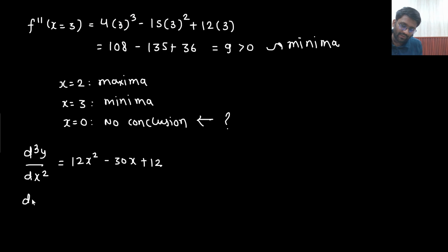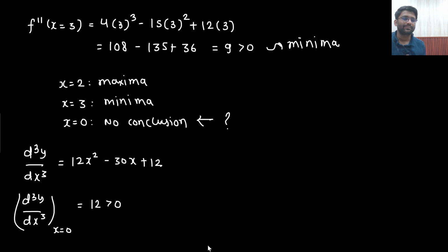Now in this triple differentiation, what you do is put x equals 0, because x equals 0 was not conclusive. So when I did the triple differentiation and put x equals 0 here, what answer am I getting? 12, which is greater than 0.